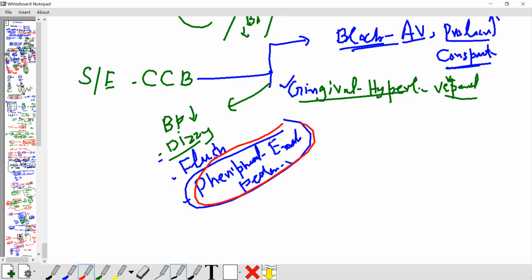Peripheral or pedal edema and gingival hyperplasia are important side effects. These two side effects must be kept in mind, okay? Gingival hyperplasia and pedal edema. And these side effects are caused by the dipine family, okay?